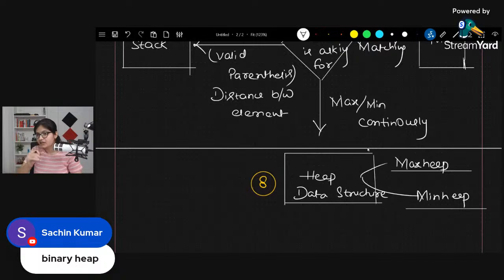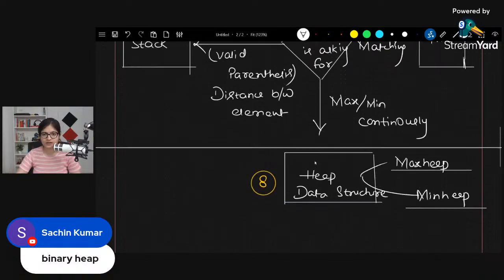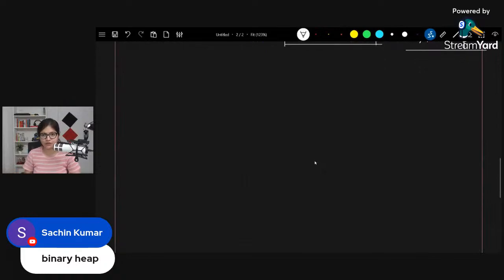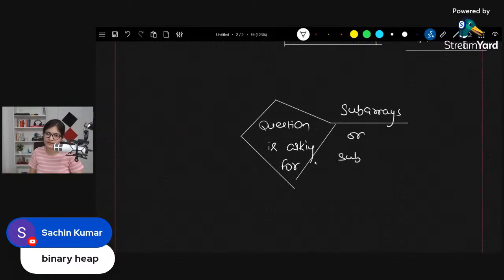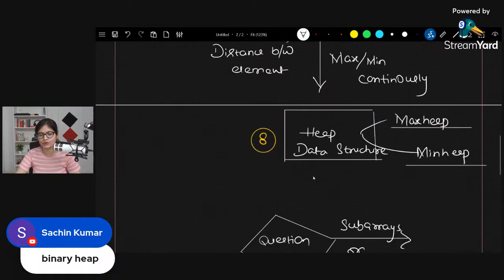Okay, now let's move ahead. So if suppose there are problems, so if suppose the question is asking, again let's make another flow. If suppose the question is asking for, there are many problems which you will see are of subarrays, or let's say substrings. In that scenario, there is very famous approach in Leetcode which again you will observe.